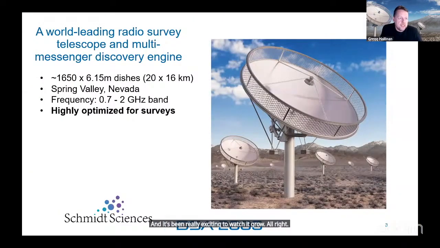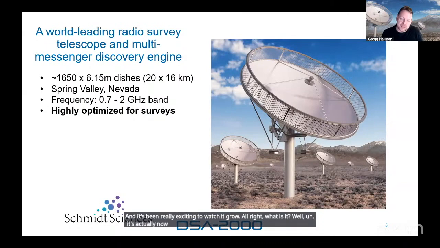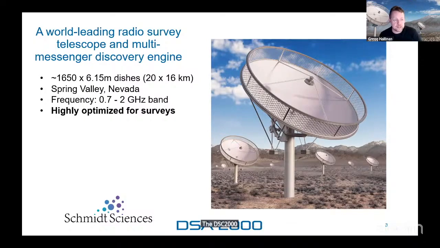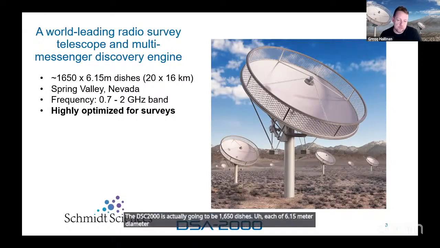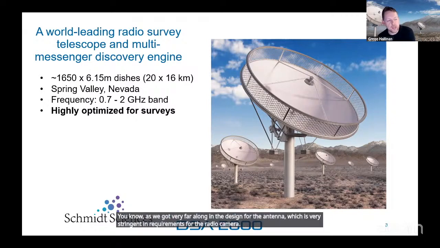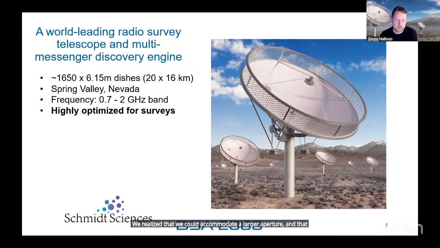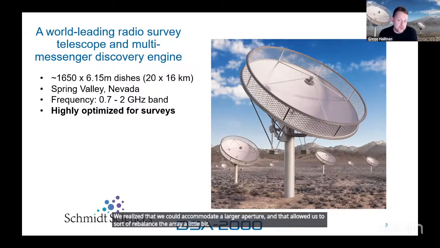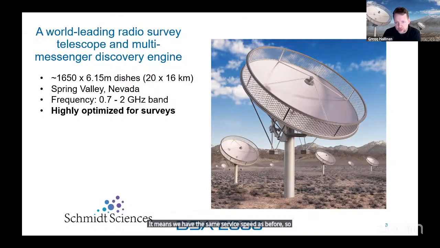All right, what is it? Well, it's actually now a misnomer because what I'm going to give some details on today is we've actually made some design changes over the last year. The DSA 2000 is actually going to be 1,650 dishes, each of 6.15 meter diameter. And we made that decision because, as we got very far along in the design for the antenna, which is very stringent in requirements for the radio camera, we realized that we could accommodate a larger aperture, and that allowed us to rebalance the array a little bit. It means we have the same survey speed as before, so you don't have to change your calculations that much. We will be about 25% more sensitive than previously anticipated.